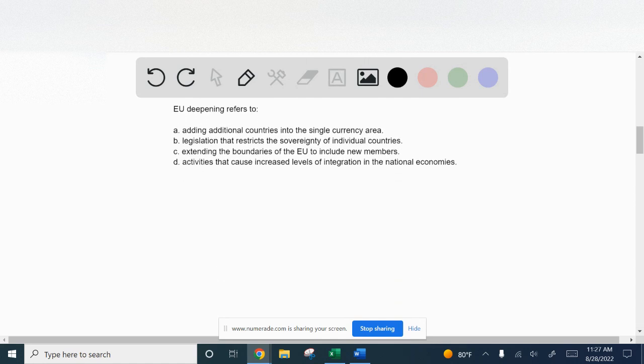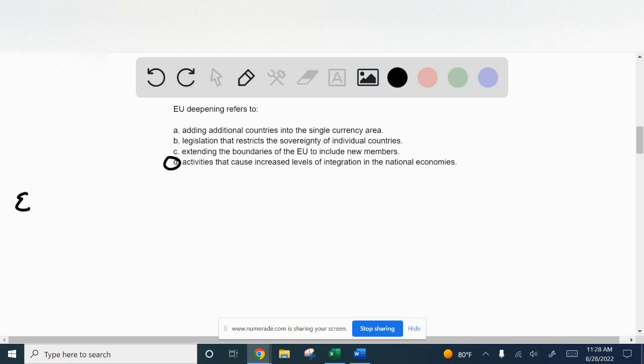EU deepening refers to A, adding additional countries into the single currency area. B, legislation that restricts the sovereignty of individual countries. C, extending the boundaries of the EU to include new members. Or D, activities that cause increased levels of integration in the national economies. The correct answer here is D, activities that cause increased levels of integration in the national economies.